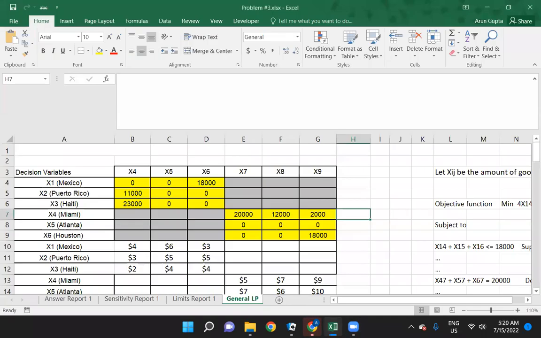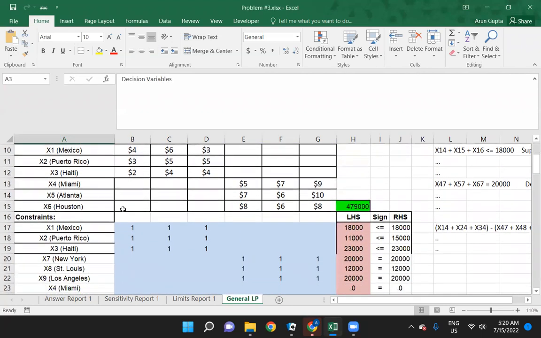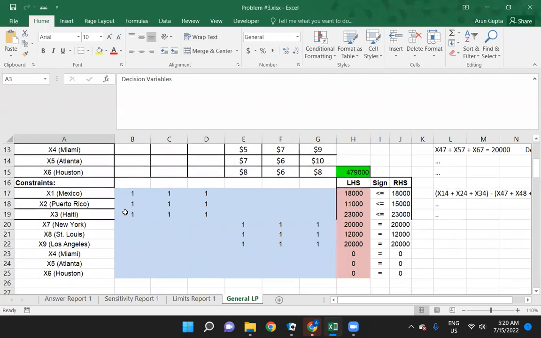I have provided the solution and I've used Excel Solver to formulate the question and provided the optimal solution. So this is my answer for this question. I've used Xij for the amounts of goods shipped from source i to j, and the objective function as decided in this question, minimum X4. So these are the decision variables, and these are the constants that I've taken for this solution.